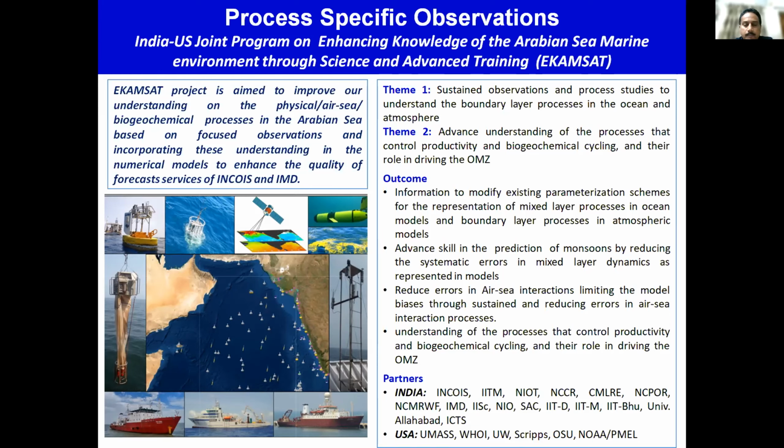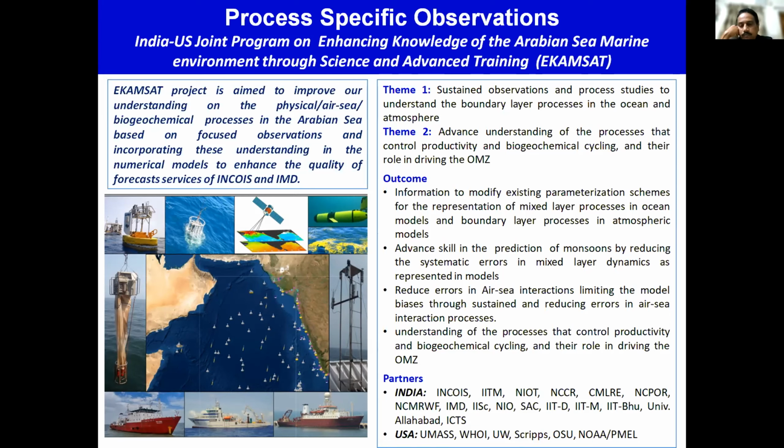So we had partners from India. Most of the MoES institutions are part of this initiative, as well as some of these academic institutions like IIT Delhi, IIT Madras, IIT Bhubaneswar, University of Allahabad, IISc, and also we have NIO and SAC. And our partners from the US include UMass, University of Washington, Scripps, OSU, NOAA, and PMEL.